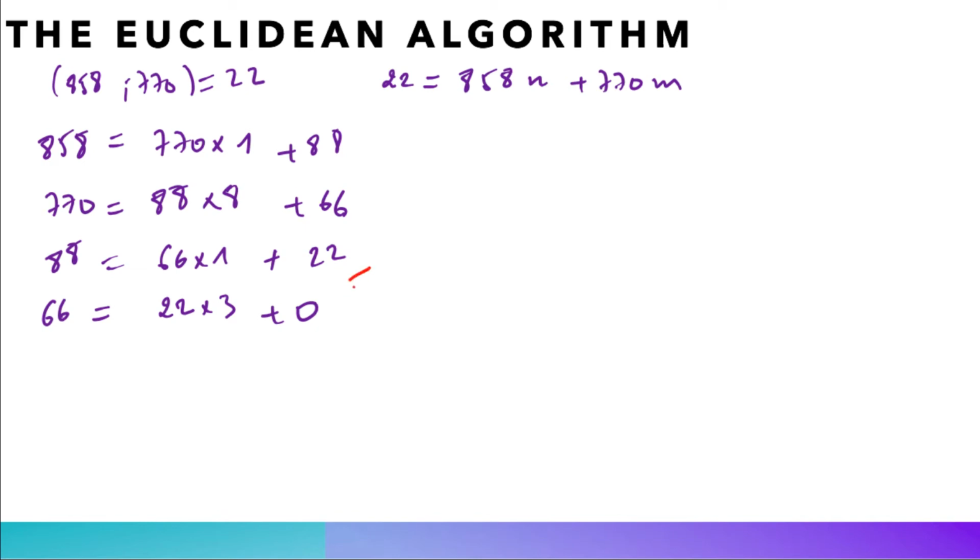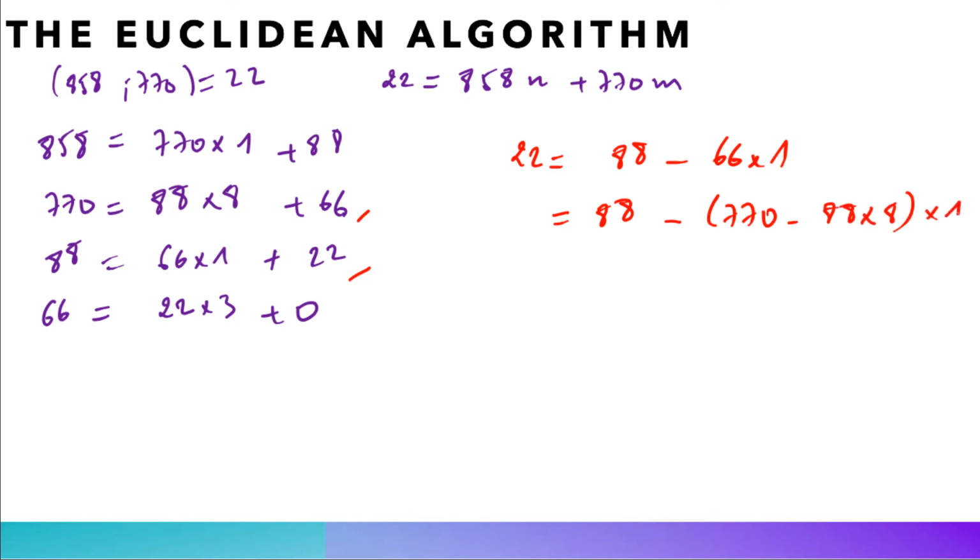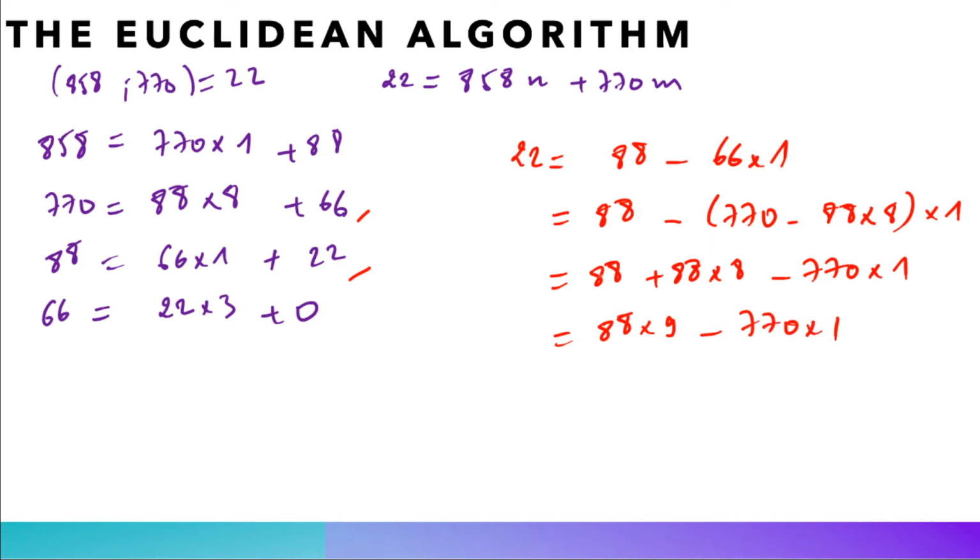We start from this equation here, from which we deduce that 22 is equal to 88 minus 66 times 1. And now we replace 66 by the equation here, and we get that this is equal to 88 minus (770 minus 88 times 8) times 1, which is equal to 88 plus 88 times 8 minus 770 times 1, and this is equal to 88 times 9 minus 770 times 1. And now we replace the 88 that's here with the equation that is here to get that this is equal to (858 minus 770 times 1) times 9 minus 770 times 1.